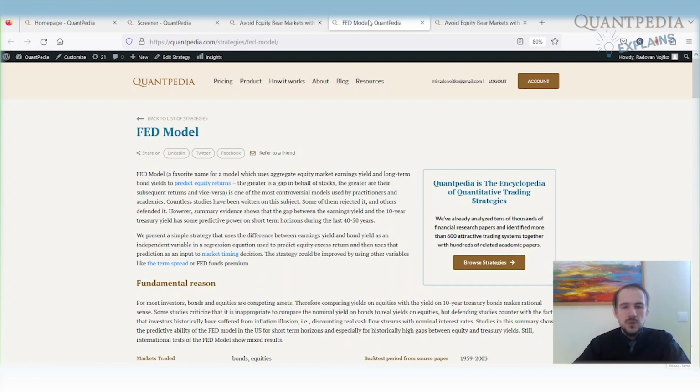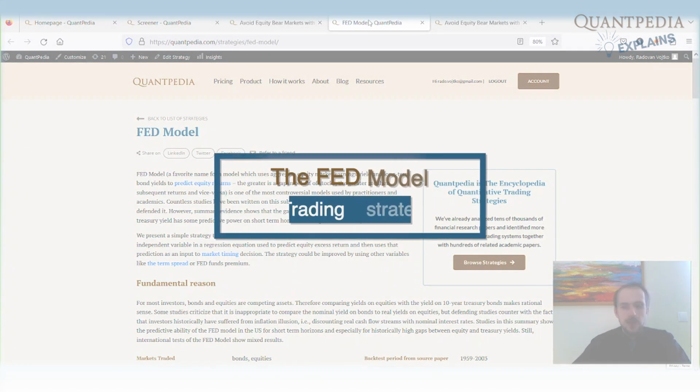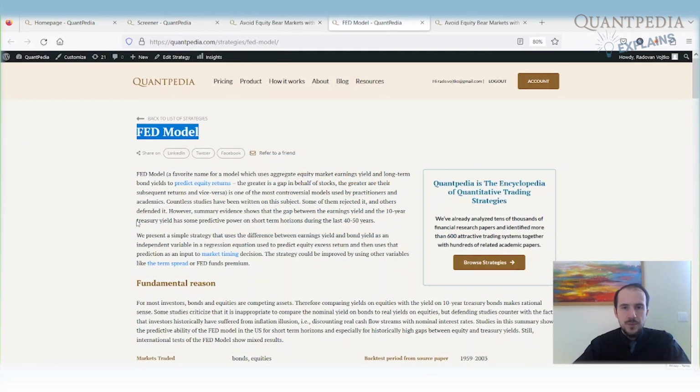But firstly, I will show you what a usual market timing strategy using macroeconomic signals looks like. We can take a look at the Fed model. The Fed model is a strategy that's freely available on our webpage, so you can read about it and check all of the research papers related to it. The Fed model is a popular name for a model that is loosely based on papers published by the Federal Reserve many years ago.